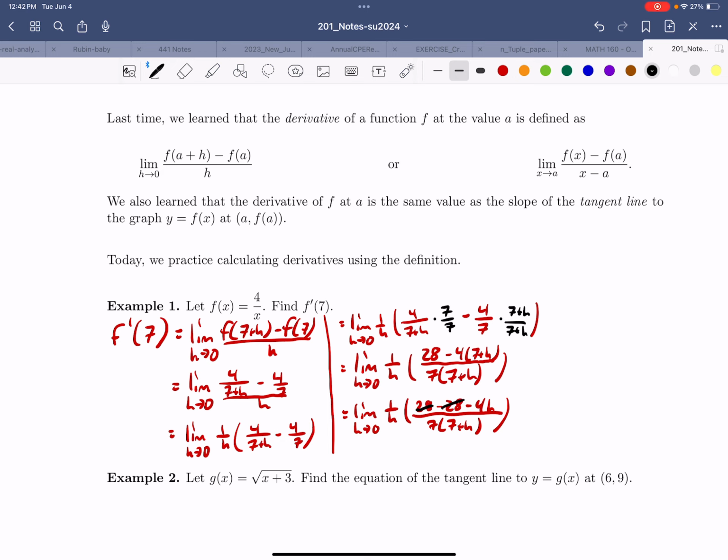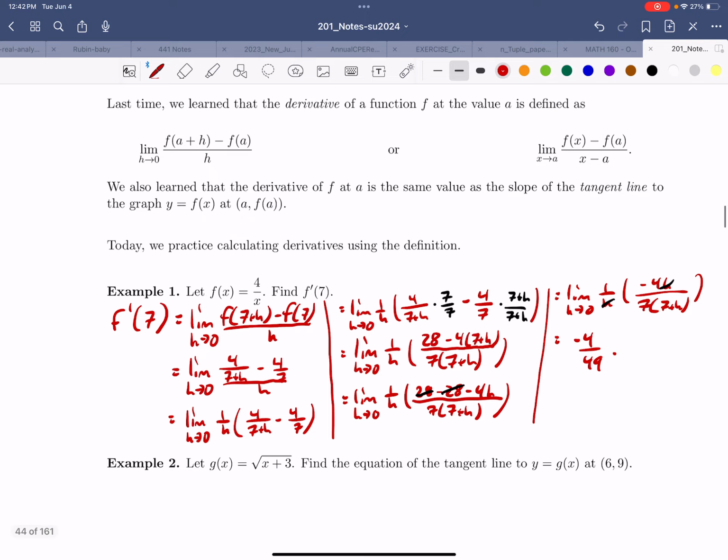And so now, what do we have? We've got this negative 4h. Notice that that's going to cancel with this h down there. Keep the negative 4, but get rid of the h's. I'll do that over here. The limit as h approaches 0 of 1 over h times negative 4h all over 7 times 7 plus h. The h's cancel. And then we are left with our answer. Just plug in 0 and you get negative 4/49.